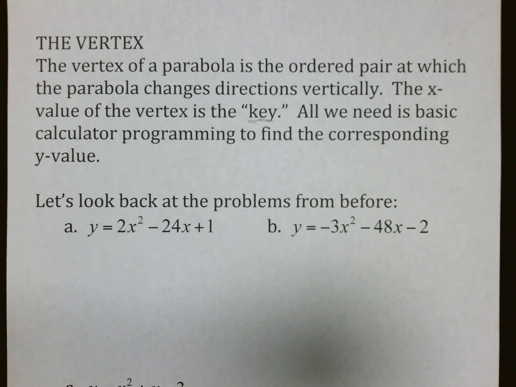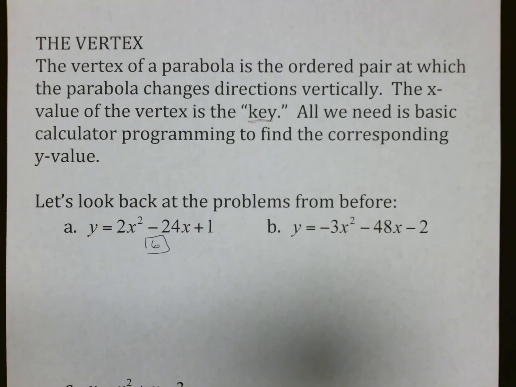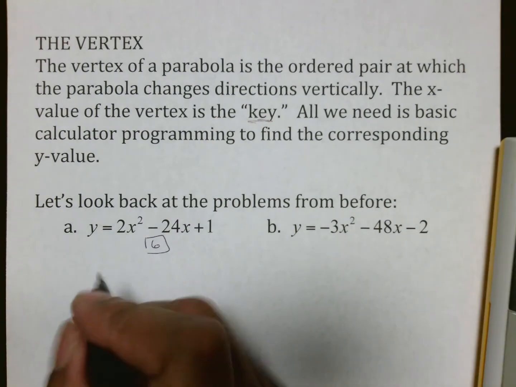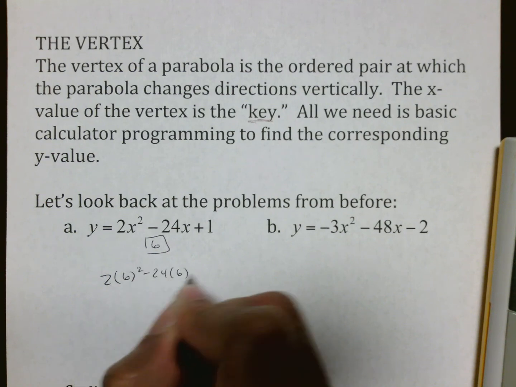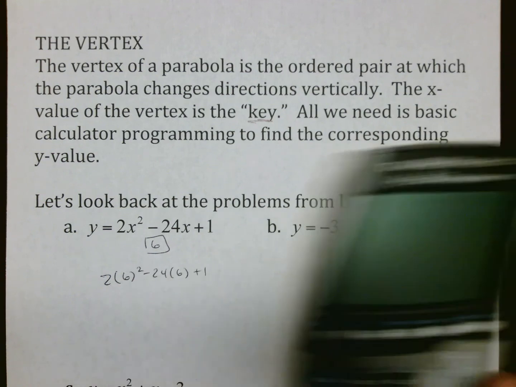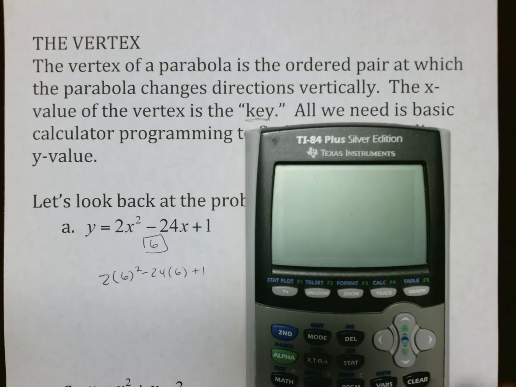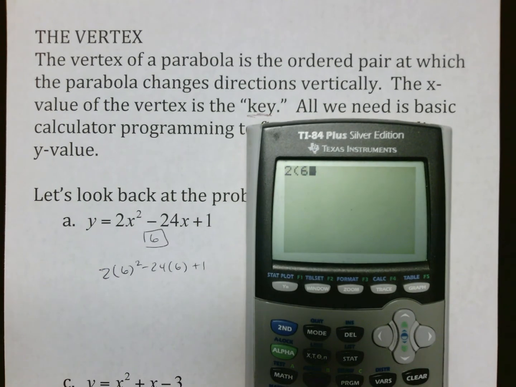All you need is basic calculator programming to find the corresponding y value. So let's look back again at the problems. I'm going back to the fact that we found our key x to be 6, and all we have to do is plug 6 in. So you might want to write 2 parentheses 6 squared minus 24 parentheses 6 plus 1, because that's what you're going to do. And again, this calculator, being in the same family as the other one, works the same. 2 parentheses 6 squared minus 24 parentheses 6 plus 1 equals, we get the answer of negative 71.